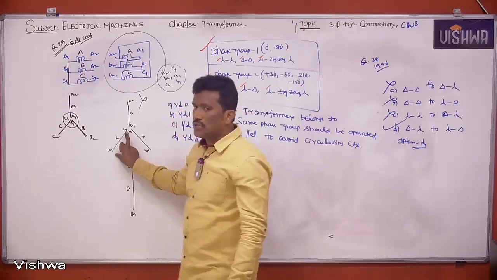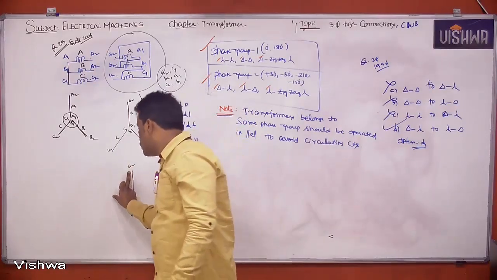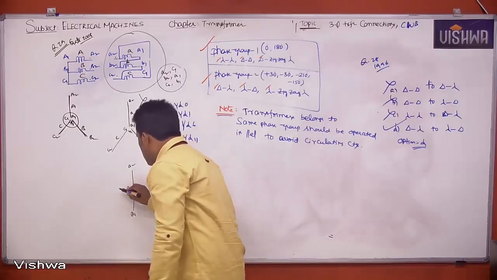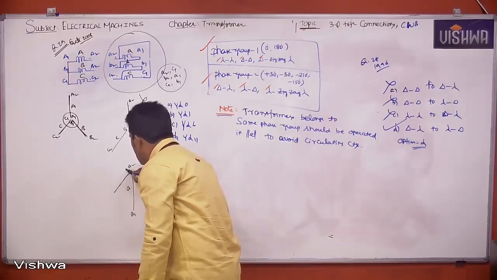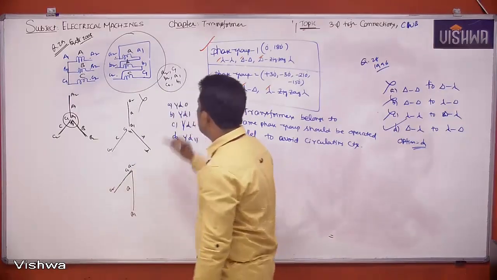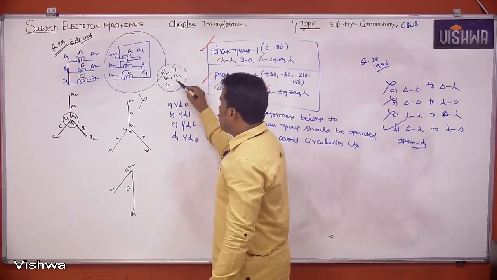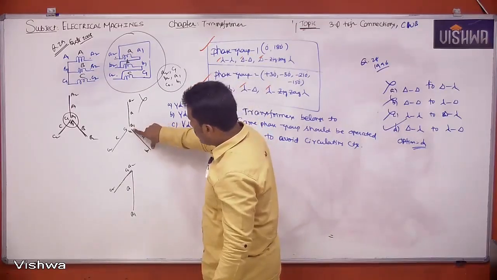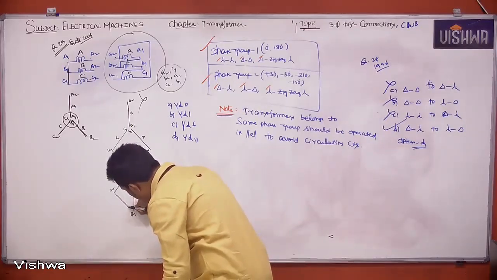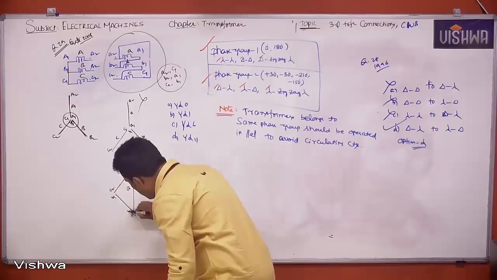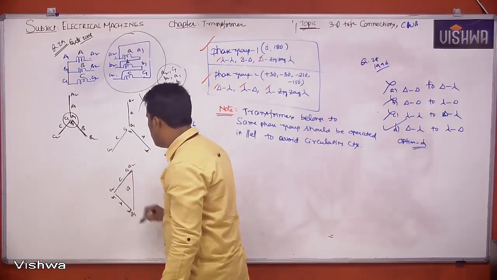This orientation should not change. It should be like this only, shorted with A2. That means this is your C1 and C2, correct, because A2 and C1 should short with each other. Next, C2 should be shorted with B1. This is B1, this is B2. You can draw like this. This is the B vector. So A1, A2, A; C1, C2, C; B1, B2, B.